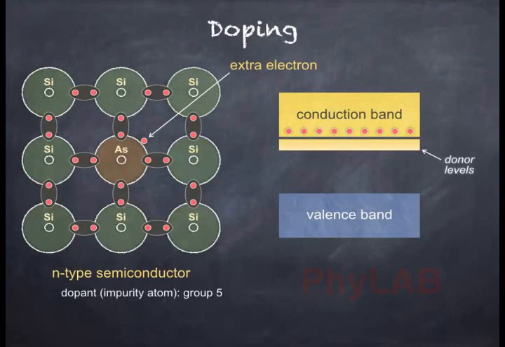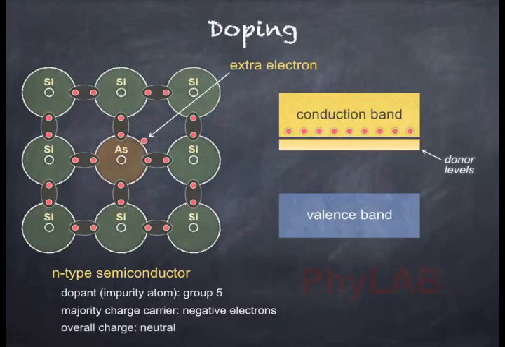In an N-type semiconductor, the majority charge carriers are electrons, and holes, which are still present due to the process described earlier, will be very much in the minority. Despite the majority charge carriers being negative electrons, an N-type semiconductor is still electrically neutral, since the impurity atom, arsenic in this case, will have an equal number of electrons and protons.